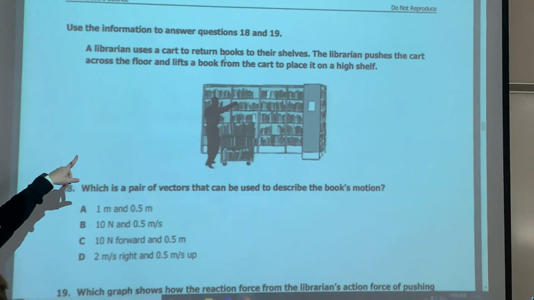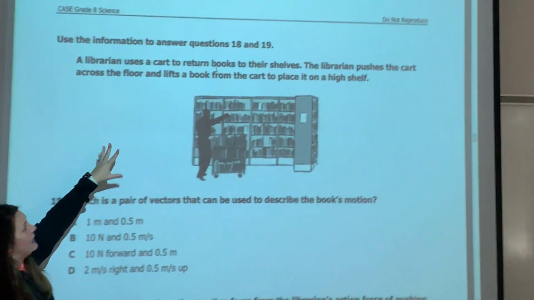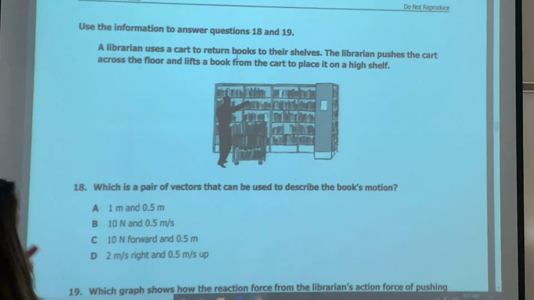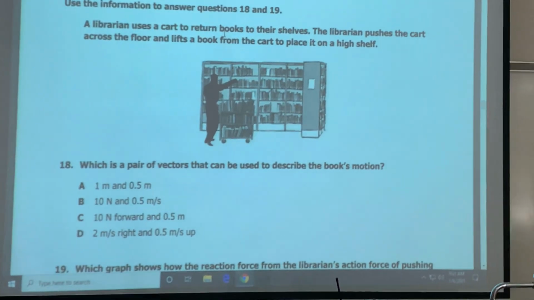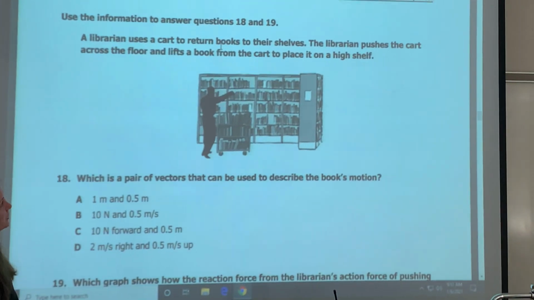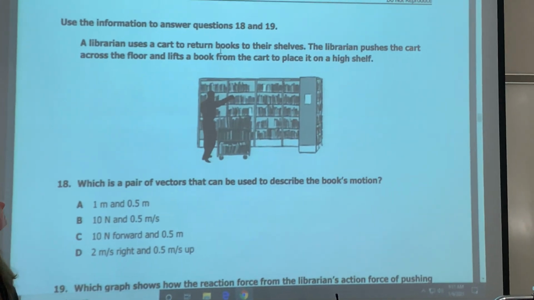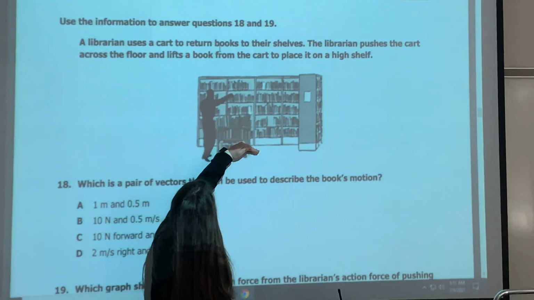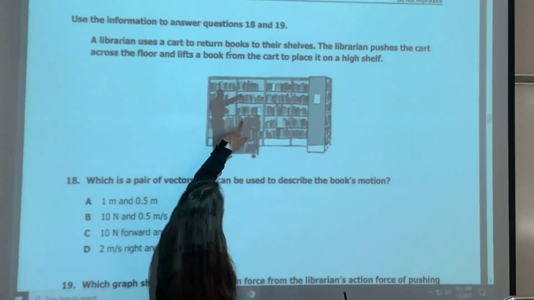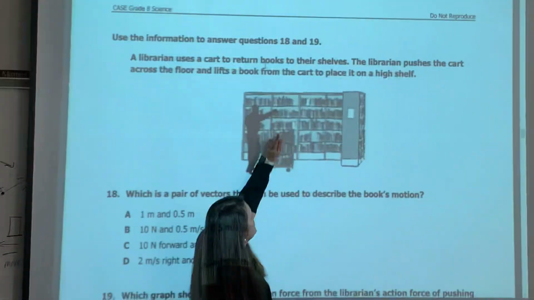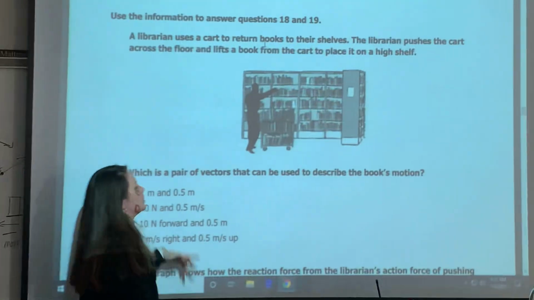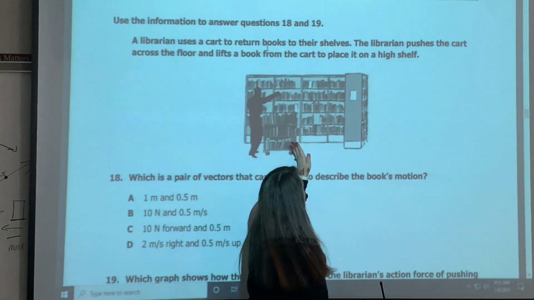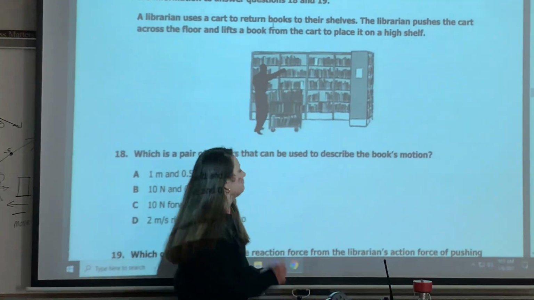All right. We're going to use this information for questions 18 and 19, so this is a two-part. A librarian uses a cart to return books to the shelves. The librarian pushes the cart across the floor, and lifts a book from the cart and places it on a high shelf. So we know they're pushing, and they're putting the book up.